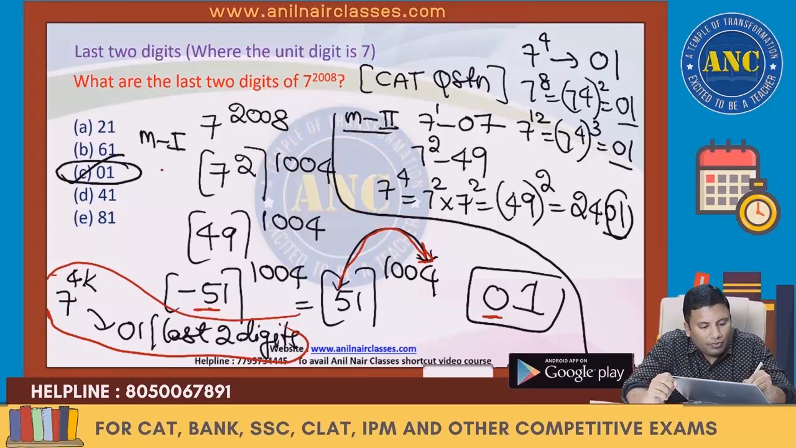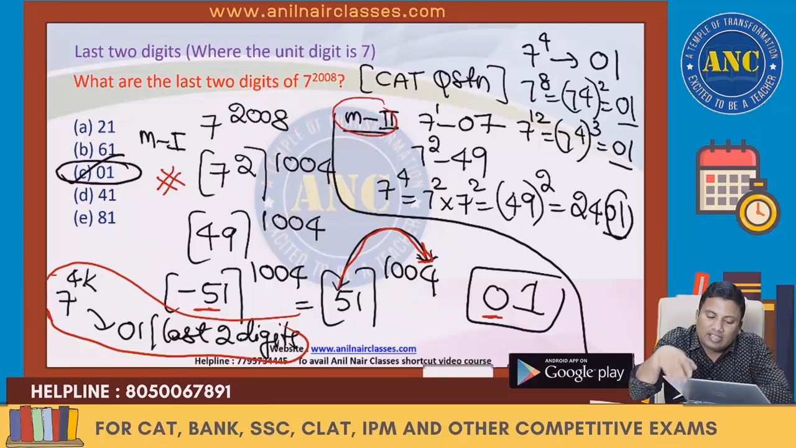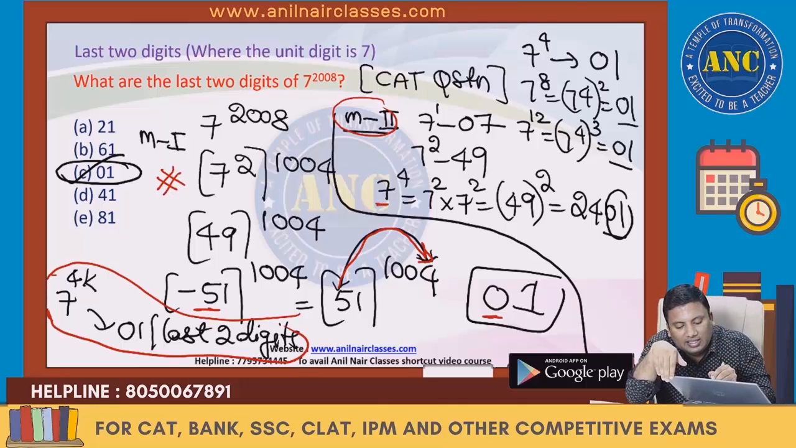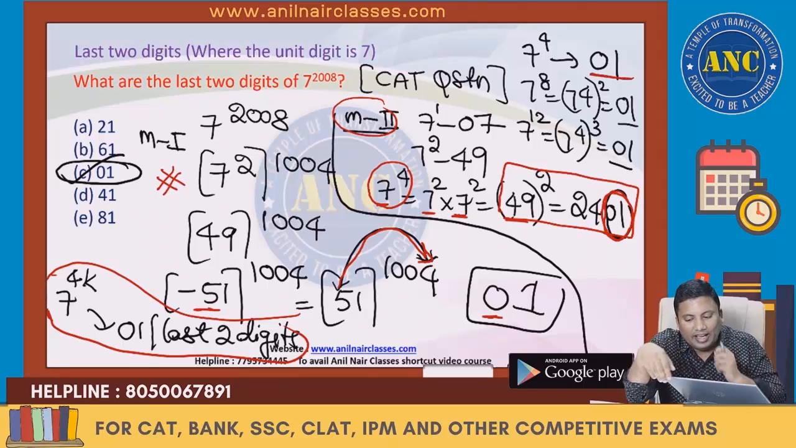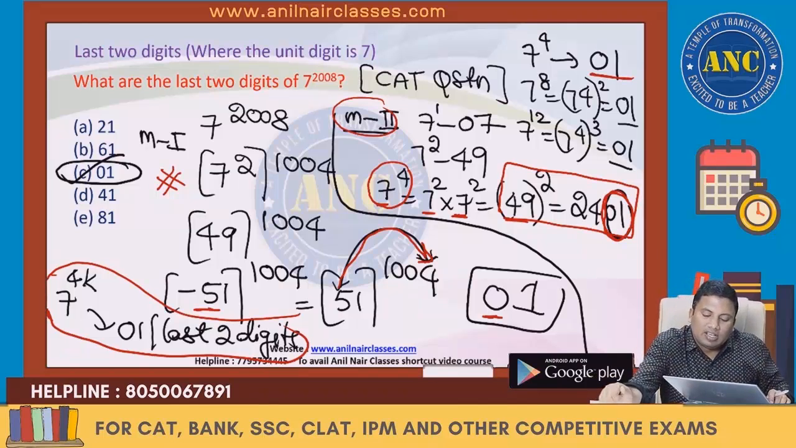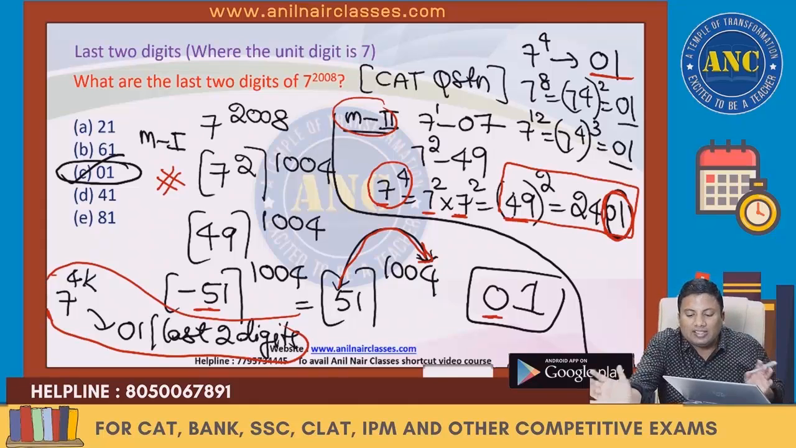Suppose you forgot this logic, you can also use method 2. 7 power 1 is 07. 7 square is 49. 7 power 4 is 7 square whole square. 49 square is 2401. 7 power 4, last two digits are 01. 7 power 8 is 7 power 4 whole square, 1 square is again 1. 7 power 12 is 7 power 4 whole cube, 1 cube is again 1.